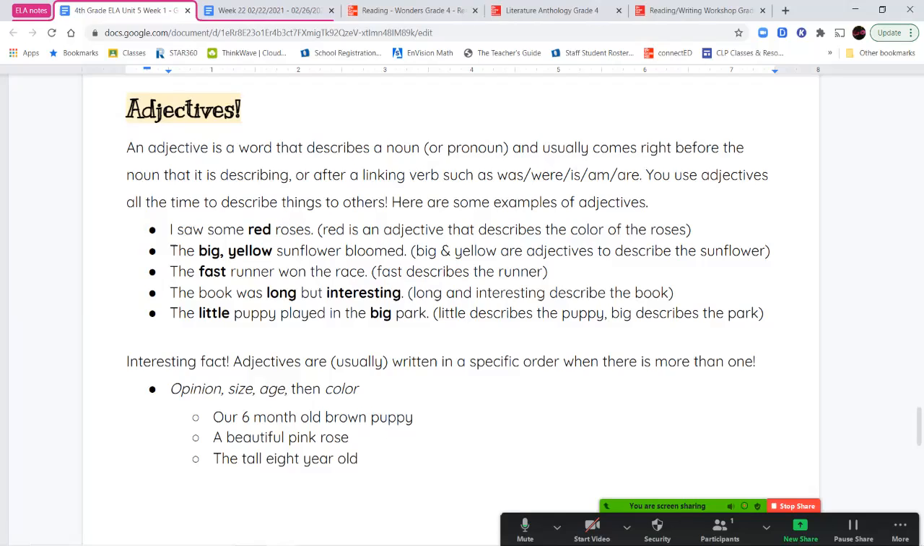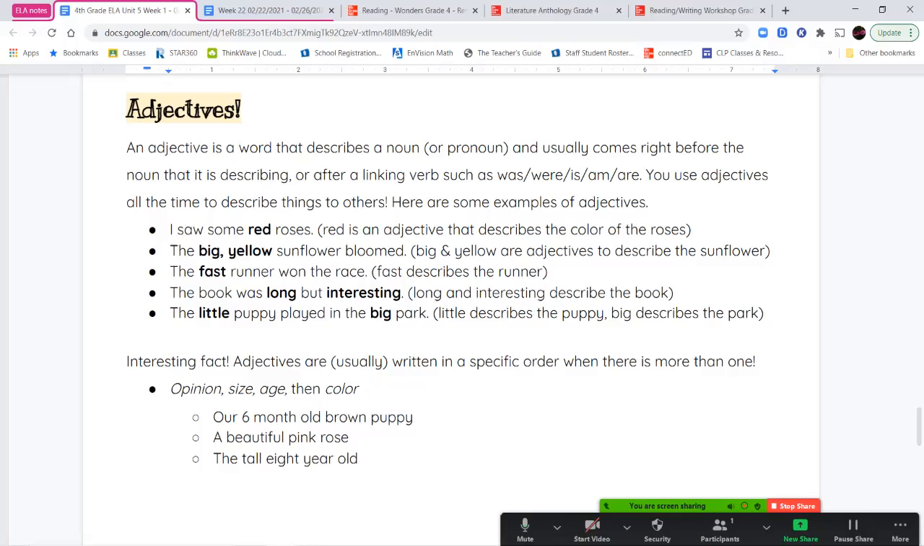So the first few sentences, those adjectives came right before the noun they were describing. Red described the roses, big and yellow described the sunflower, fast described the runner. Now, here we have the noun, and then we have a linking verb, and then we have the adjective. So book was our noun, was is our linking verb, and our adjectives here are long but interesting. So long and interesting both describe the book.